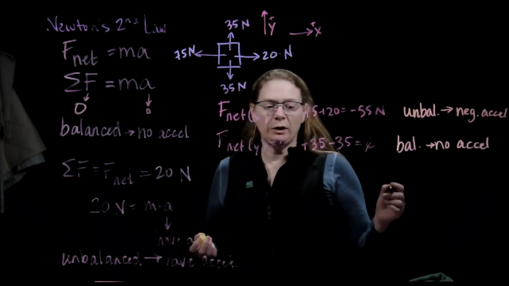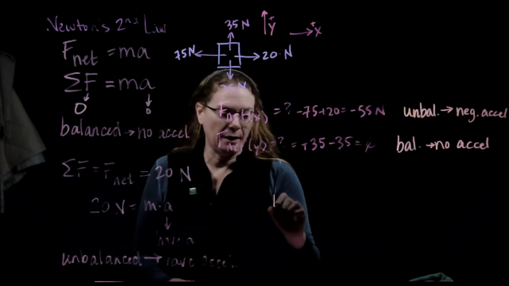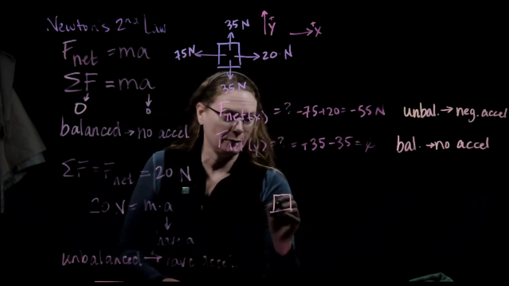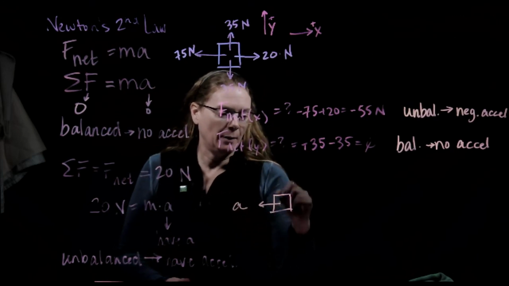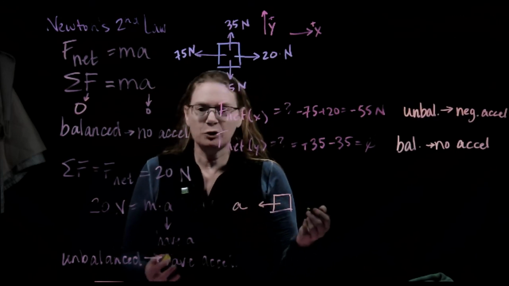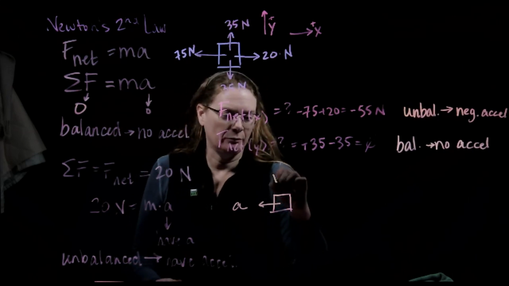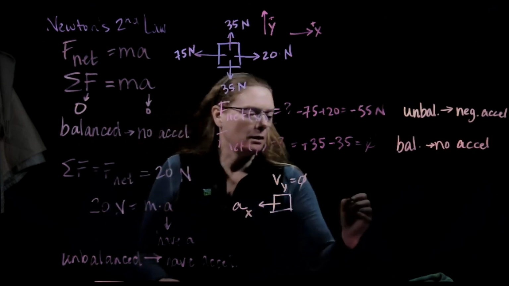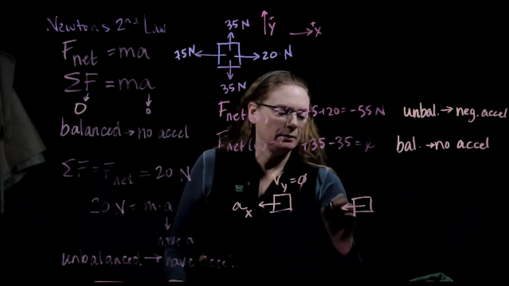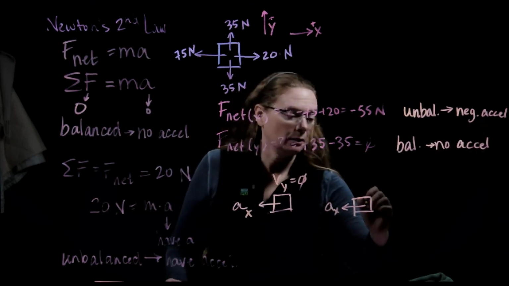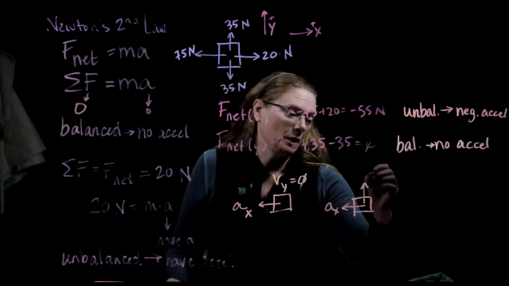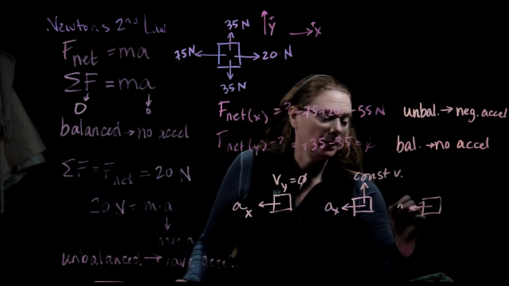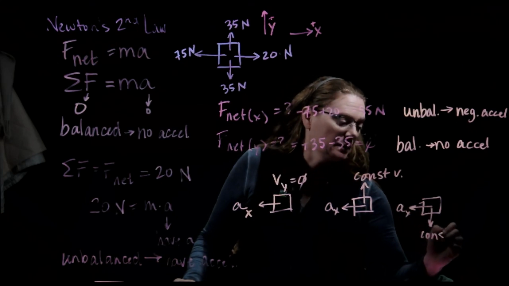So the types of motion we could have, well, left, right, it could be moving this way, accelerating this way, while up, down, there's no change. Let's say the velocity in the y direction is 0. It's at rest up, down, accelerating to the left. We could also have accelerating to the left, negative x direction acceleration, and we could have it moving upwards at a constant velocity. Or we could have it accelerating to the left and moving downwards at a constant velocity.